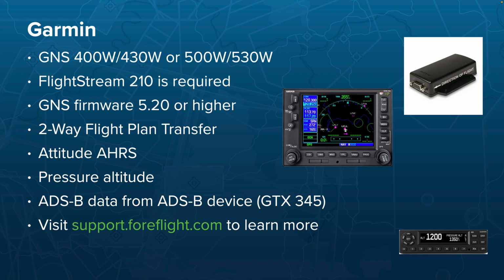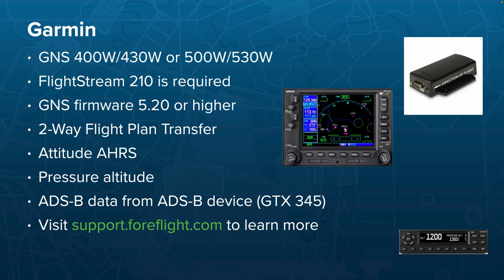For connecting existing VAS-capable GNS devices, the GNS 430 VAS and 530 VAS, to ForeFlight Mobile, a FlightStream 210 and the GNS firmware of 5.2 or higher are required. The FlightStream enables the bidirectional flight plan transfer between ForeFlight Mobile and the GNS system. From the FlightStream 210, you will get additional AHRS data and the pressure altitude. ADS-B traffic data can be transferred from a separate ADS-B capable device like the GTX 345 or a GDL 84 and GDL 88.